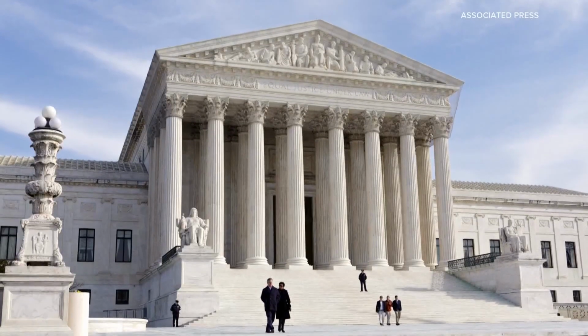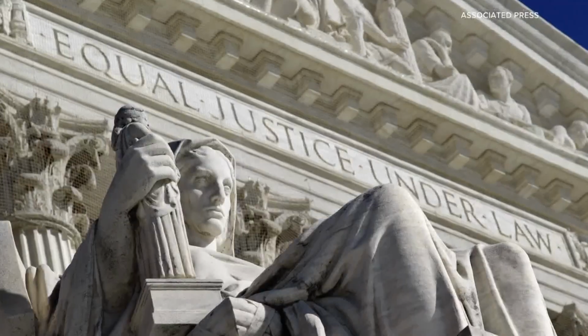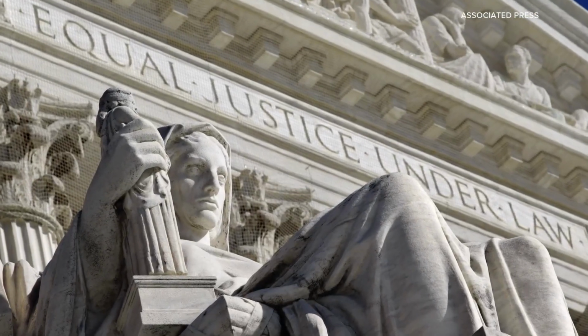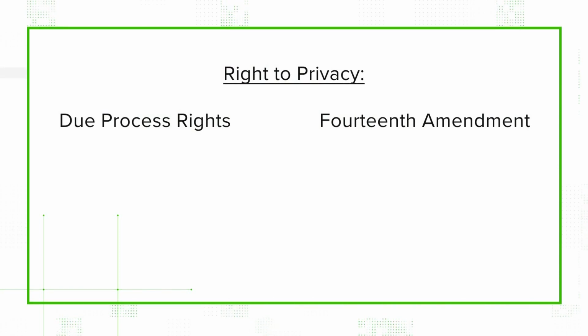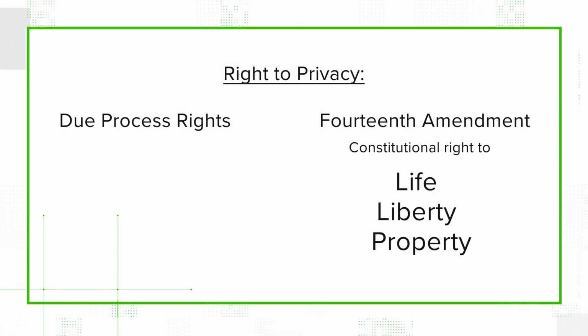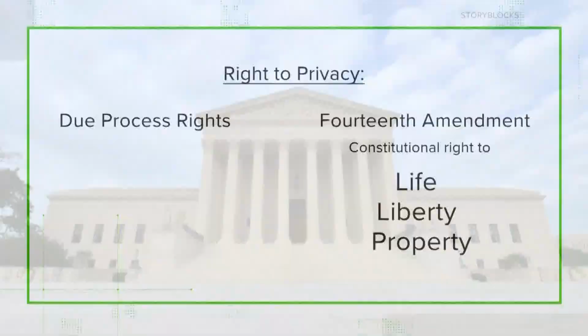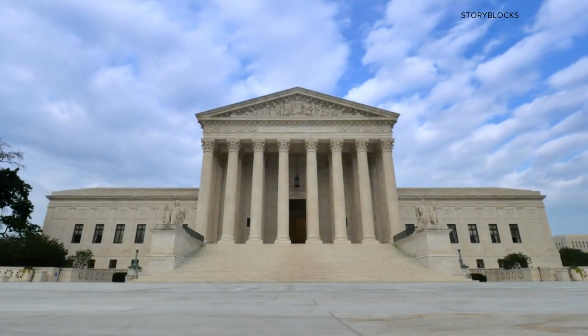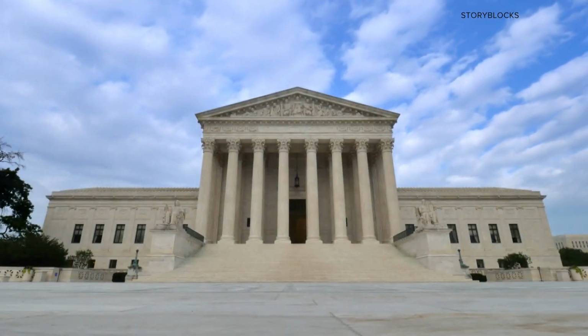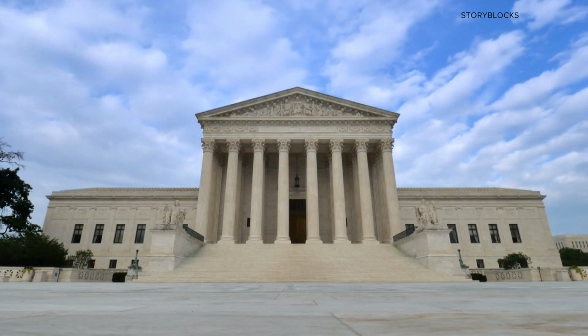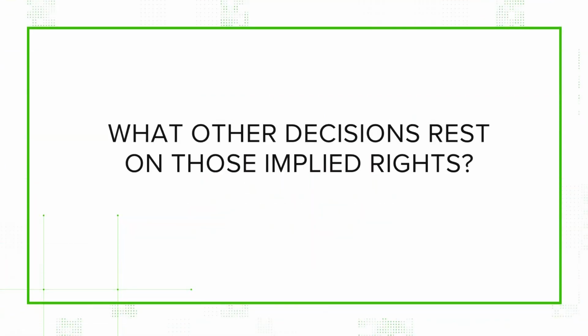The Roe v. Wade decision back in 1973 came down to right to privacy, which usually rests on due process rights in the 14th Amendment of the Constitution, which protects the right to life, liberty, and property. But this latest decision says the right to an abortion was wrongly considered an implied constitutional right in Roe v. Wade. So let's verify. What other decisions rest on those implied rights?